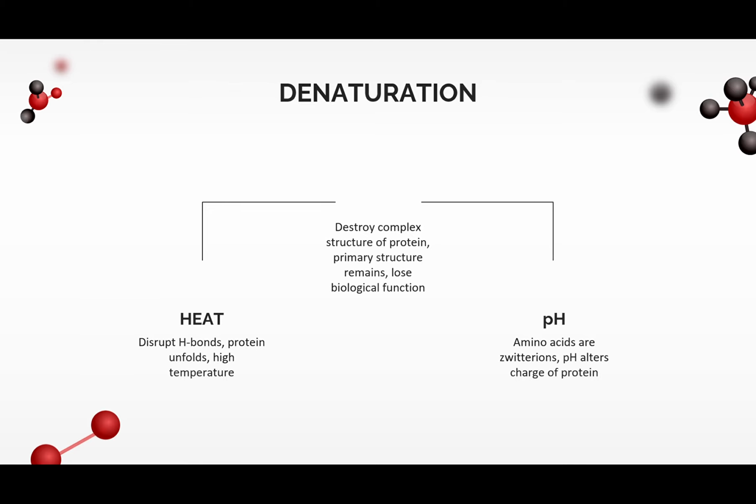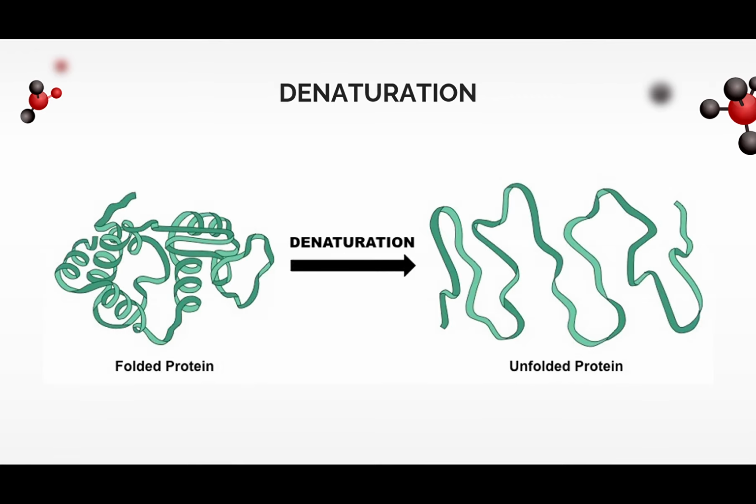Generally, proteins in the body, for example, have an optimal temperature of 37 degrees, and if it goes higher than that, denaturation occurs. On the other hand, we have the pH value, so the acidity or basicity. Amino acids are zwitterions, so they have two kinds of charges, and pH alters the charge of the protein, which also leads to unfolding and disruption. Here you can see a folded protein, and through denaturation it becomes literally an unfolded protein.